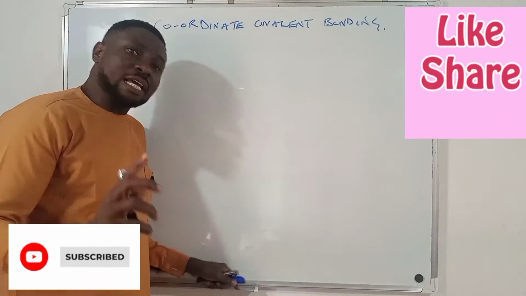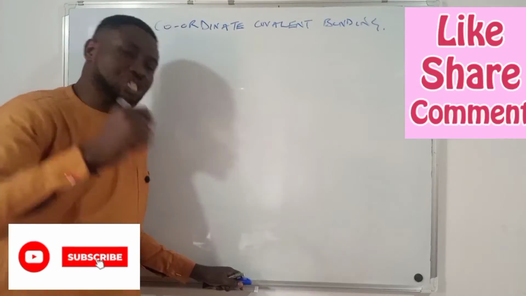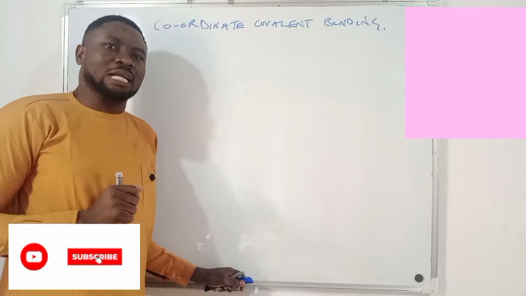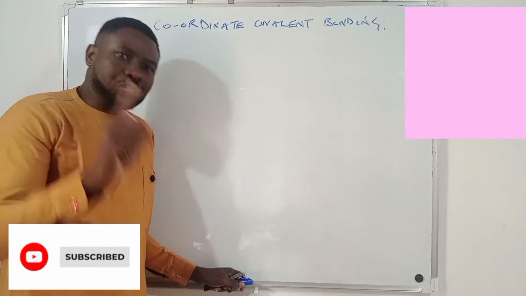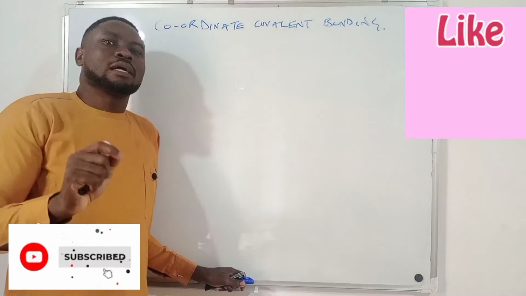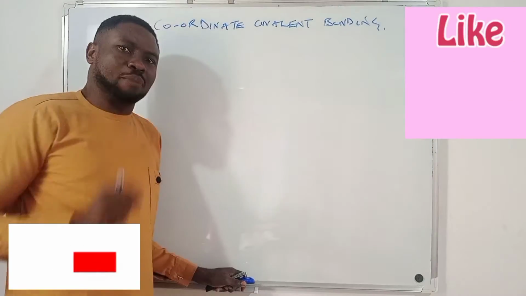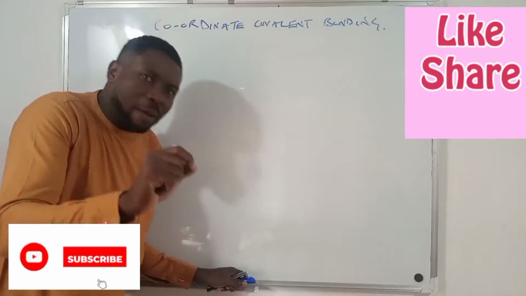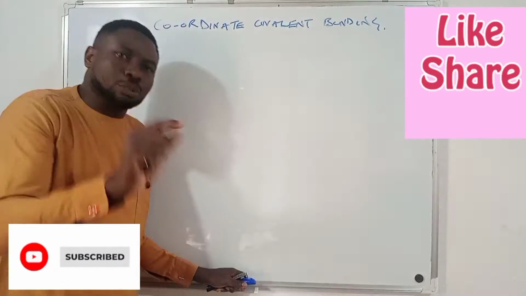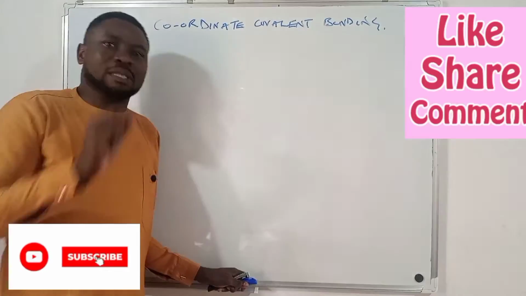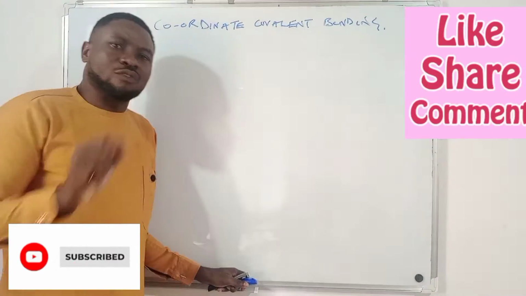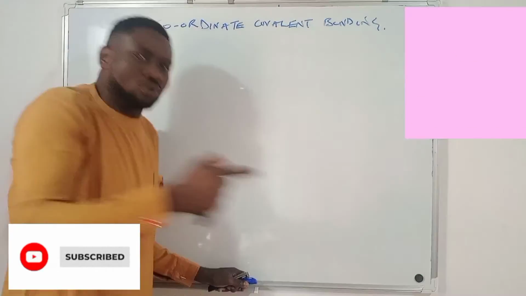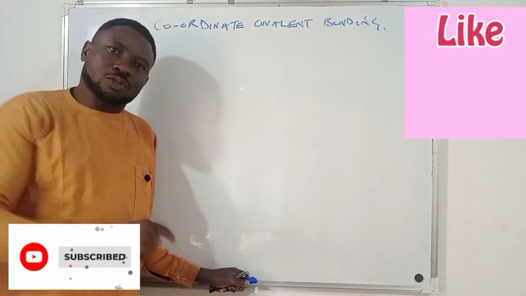But the only difference here is that the electrons that are being shared will come from only one of the participating atoms. What that means is that the shared pair comes from only one of the participating atoms. Unlike in ordinary covalent bonding, where the shared pair has electrons that were contributed equally by the participating atoms. But in dative covalent bonding, it is only one of the participating atoms that will contribute to the shared pair, as you will soon see.